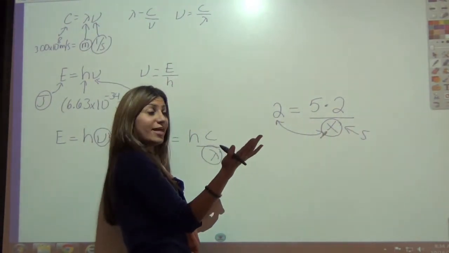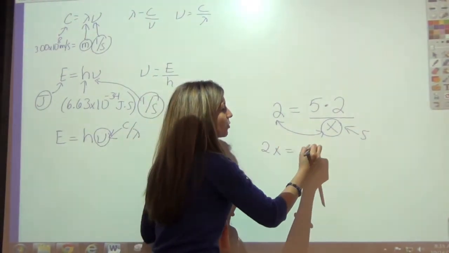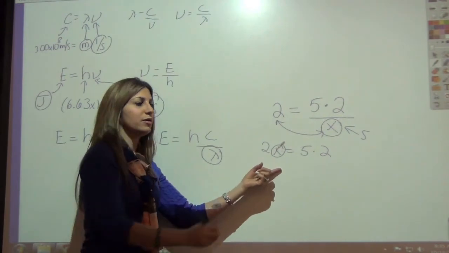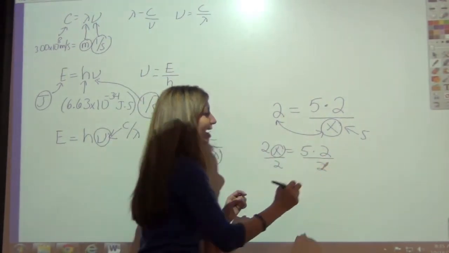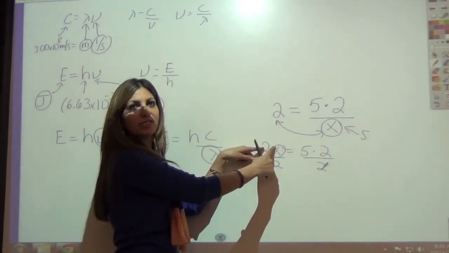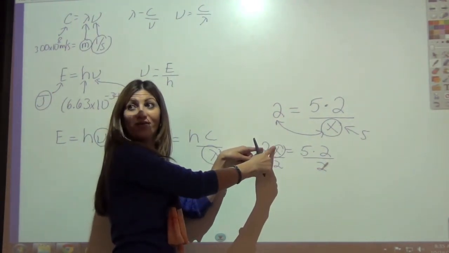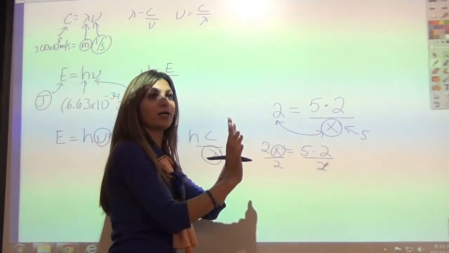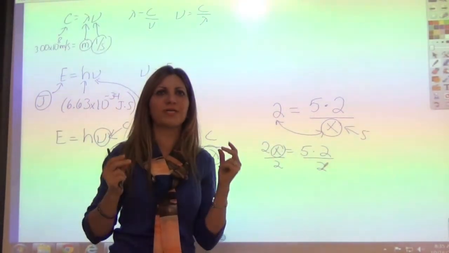Because that's like doing 2x equals 5 times 2. Well, now you want x alone, so what would you do? Divide by 2 on both sides. And so what you get is the 2 that was there actually switches places with your x. So I call it the swap thing, and it's really going to speed you up.